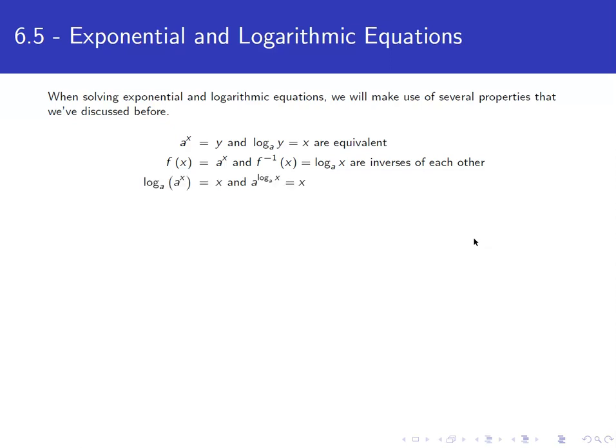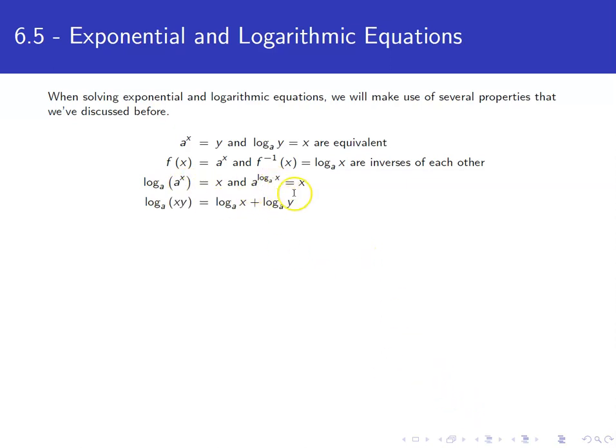Since they're inverses of each other, if we compose the two functions together, if I do f of f inverse, I should get back to x. So when I do log base a of a to the x, I get out x. And if I do a to the log base a of x, I get out x. Logs undo exponential functions, and exponential functions undo logarithmic functions.